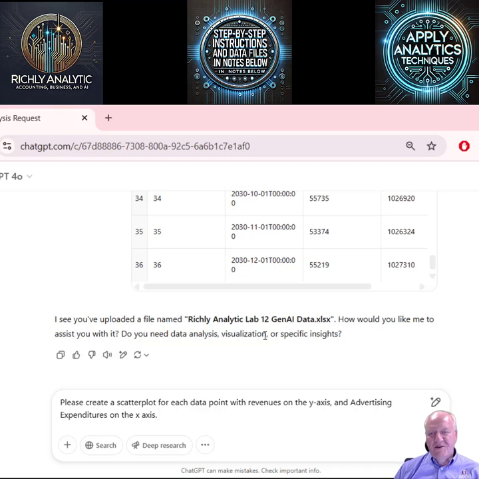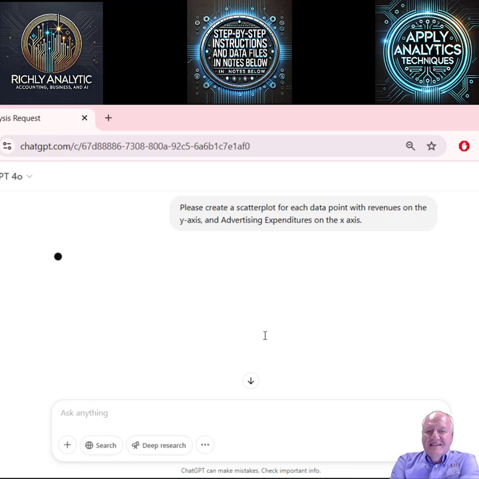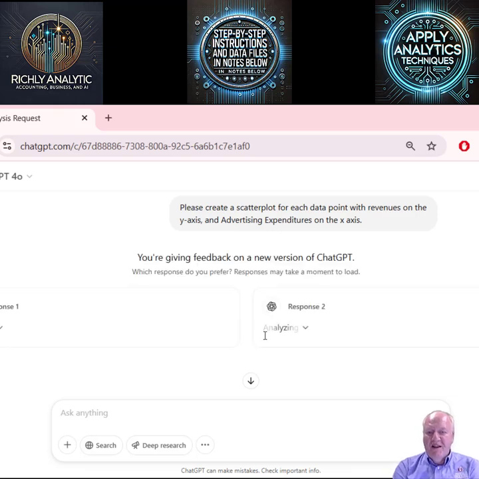The next thing I want to do is just show a scatter plot. I just have 2 variables here, advertising and revenues, and I'm going to go ahead and specify which is the X and the Y variable. Generally, Y revenues I would consider to be the dependent variable, and advertising expenditures I would consider to be the independent variable. And so I'm going to ask it to perform or create a scatter plot.